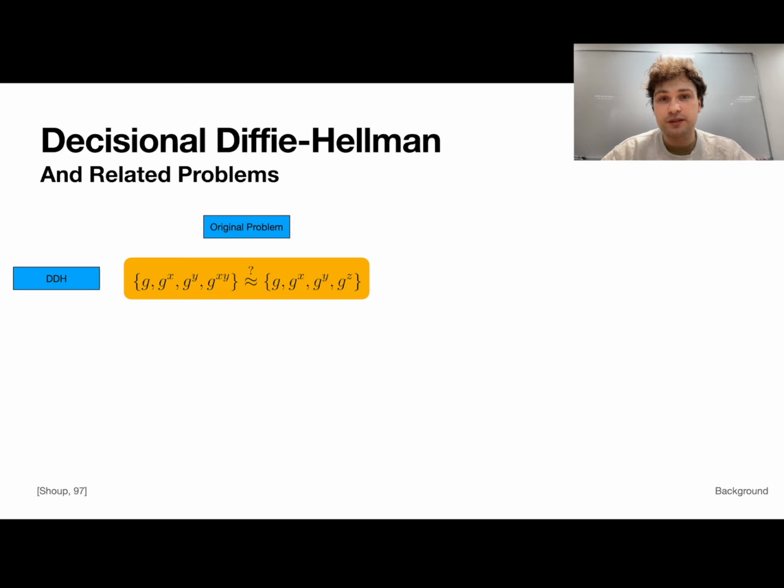And so the first thing that we're going to introduce in that model is the actual problem that we're going to study, which is the decisional Diffie-Hellman problem, or DDH for short. In this problem, I'm going to give you g, I'm going to give you g to the x, I'm going to give you g to the y, and then I'm either going to give you g to the xy or g to the z, where z is a separate uniform random integer, and your goal is to tell me, did I give you g to the xy or did I give you g to the z?